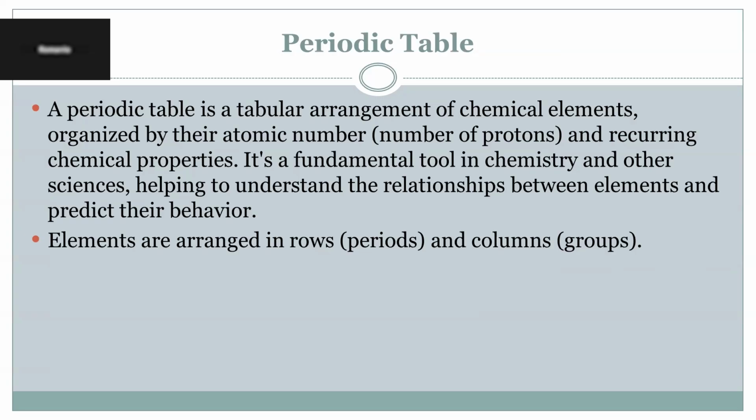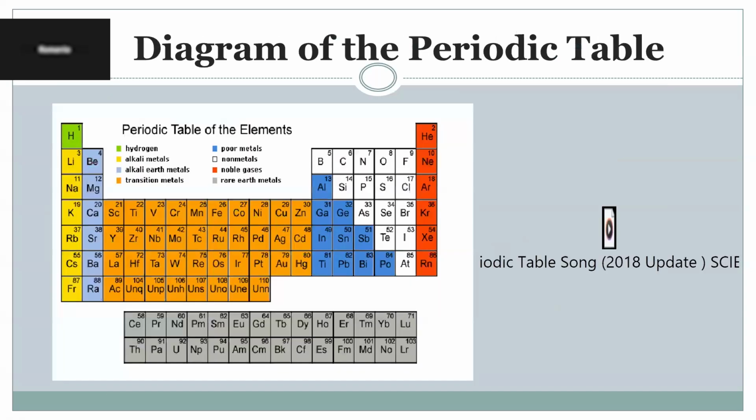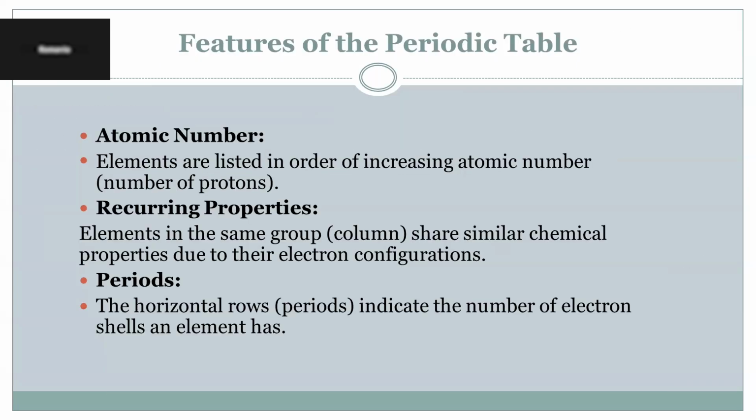Elements are arranged in rows, which we call periods, and columns, which are called groups. As it relates to the features of the periodic table, you will learn about the atomic number. Hydrogen has the atomic number of 1, and the other elements have the atomic number of 2 and so on. On the picture here, hydrogen has atomic number 1, helium 2, lithium 3, beryllium 4. Those are the atomic numbers that you see. Periods are horizontal rows.